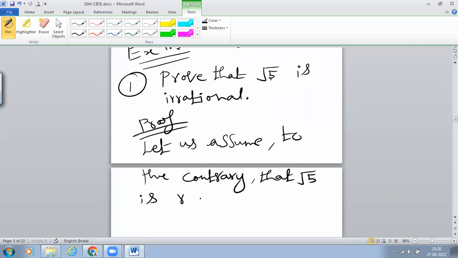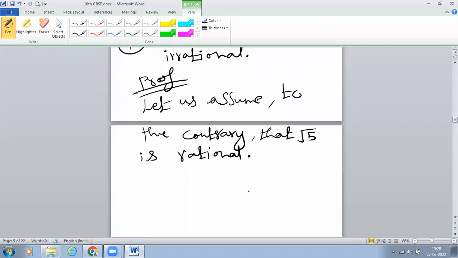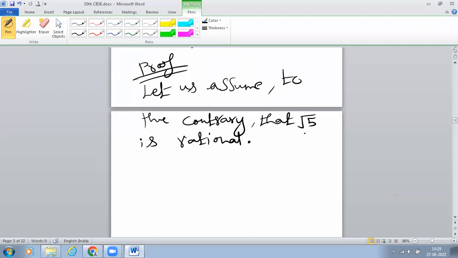We all know what a rational number is. A rational number is a number which is in the form of p by q. So here also we are assuming this root 5 is rational. Since we are assuming it as a rational number, I'm going to express root 5 as a by b, or small p by small q.